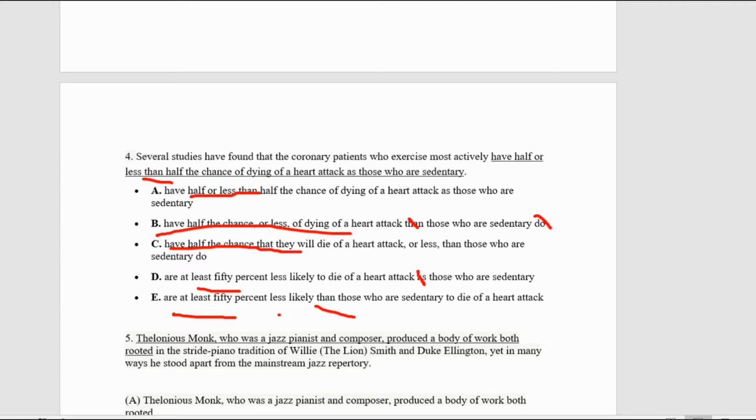So this is more logical because here we have the clear subject: are at least less likely than sedentary to die. The structure is this one: are less likely to do. So the problem is that there is a comparison. X is less likely than Y to die, for example. We can say it like this.